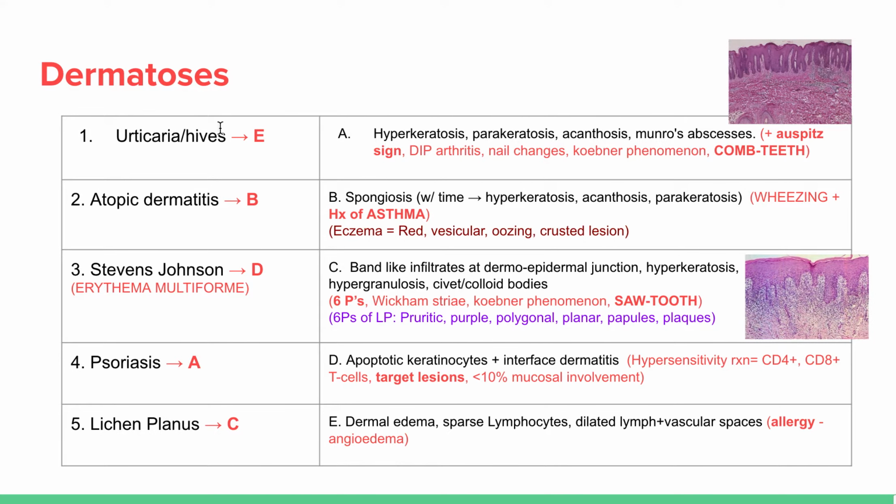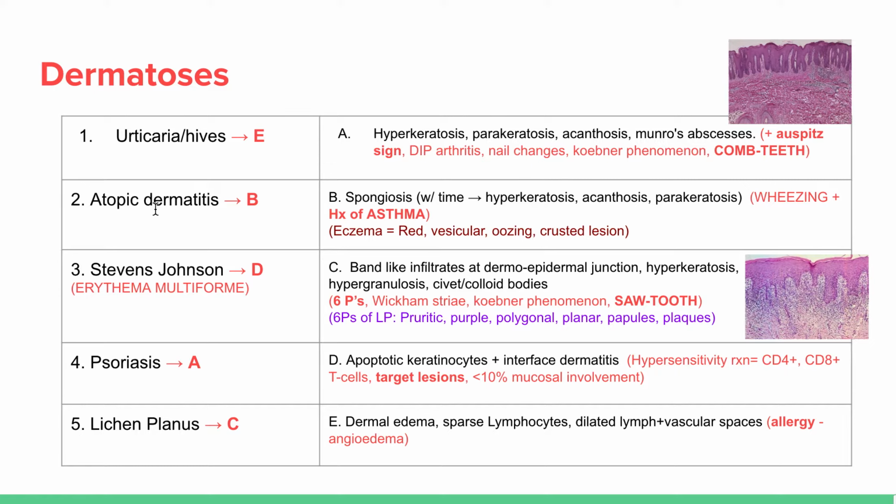Okay, so urticaria or hives. Well, that is our angioedema, right? You're thinking more allergy, angioedema. So you're going to see a lot of dermal edema, sparse lymphocytes, dilated lymph and vascular spaces. So it's not really a lymphocyte problem, right? It's more of an edema, dilated lymph, vascular spaces. And you're going to see this with allergies, angioedema.